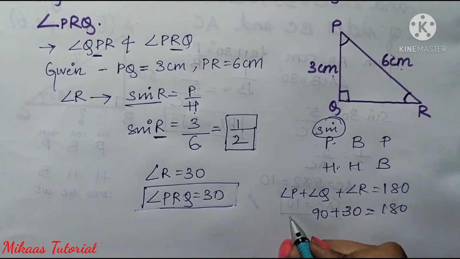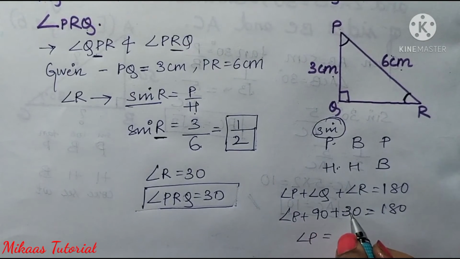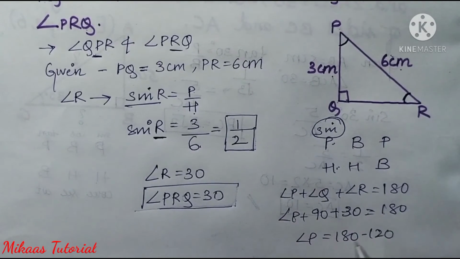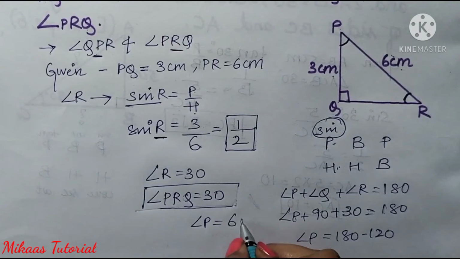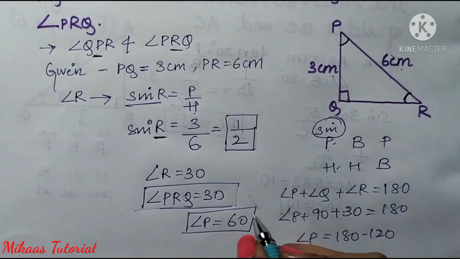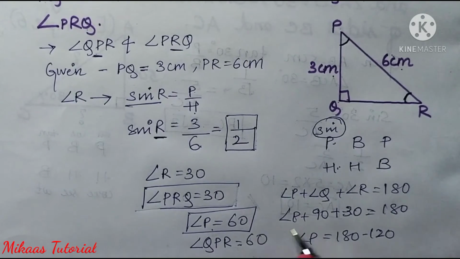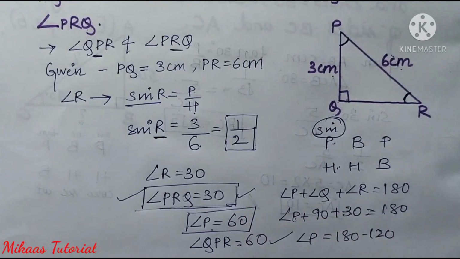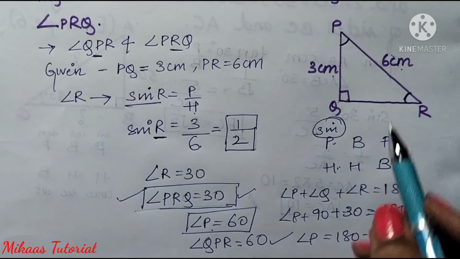We can calculate by just subtracting it. 90 plus 30 is 120. 180 minus 120 is 60. So angle P is equal to 60 degrees. We have calculated angle P. That means angle QPR is 60 degrees and angle PRQ is 30 degrees. Our findings have come. That's all. Now I'll repeat how we found it.